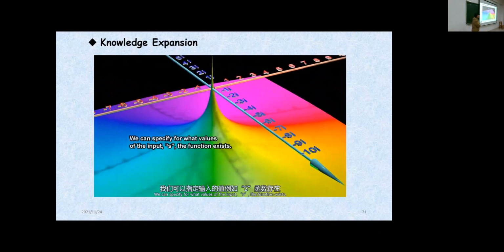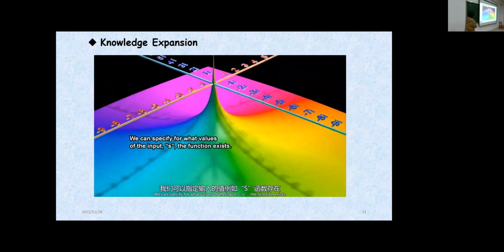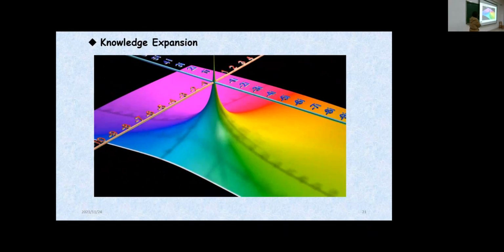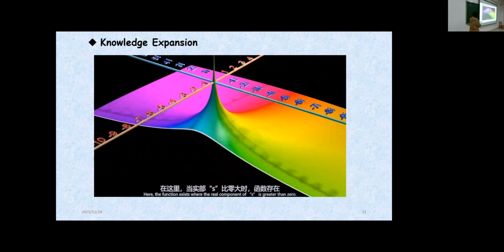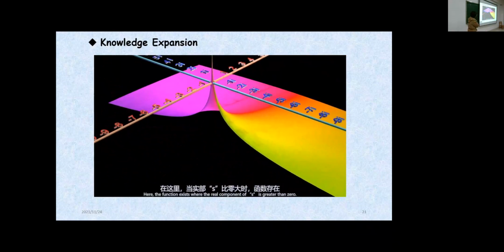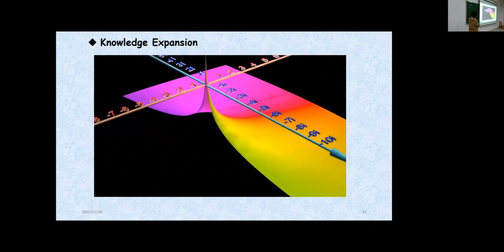We can specify for what values of the input, S, the function exists. Here, the function exists where the real component of S is greater than 0.